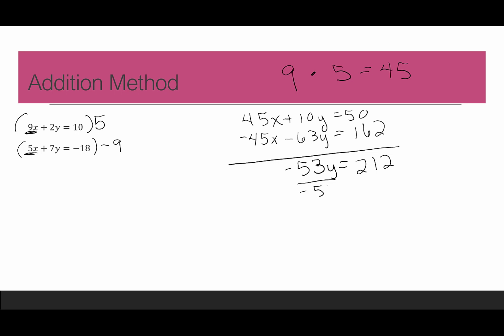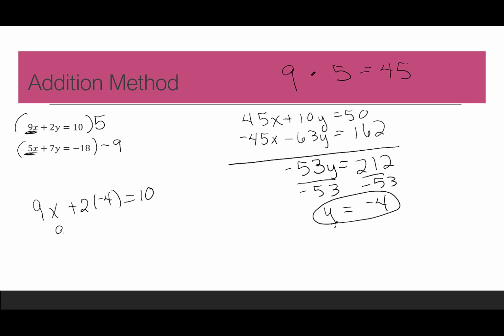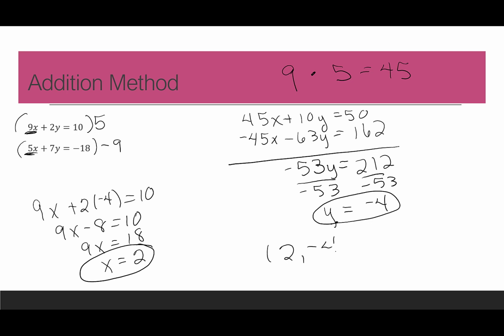So divide by negative 53. That comes out to a negative 4. So here's my y value. I take this and I plug it back in. So I have 9x plus 2 times negative 4 is 10. 9x minus 8 is 10. Says 9x is 18. Divide by 9, you get 2. So my answer is 2, negative 4.